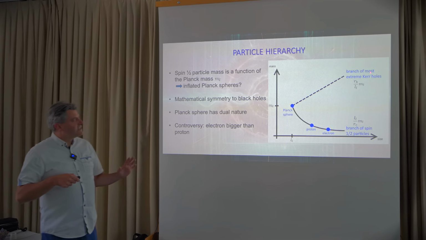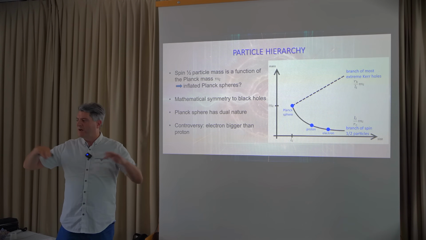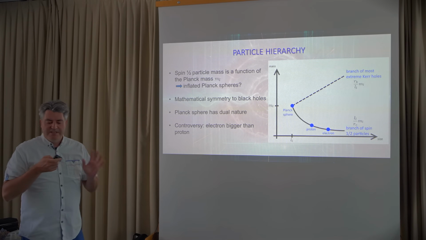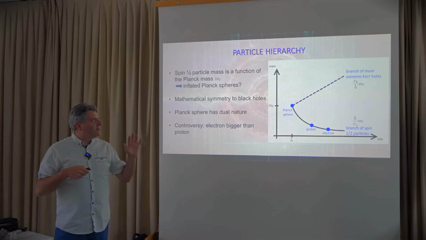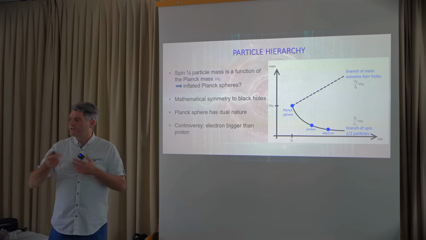But that is not exactly true, because spinning black holes probably bulge. They are not perfect spheres, they bulge, so it also does not hold perfectly. But I think it's still good enough to provide some clues about what's going on in the universe.